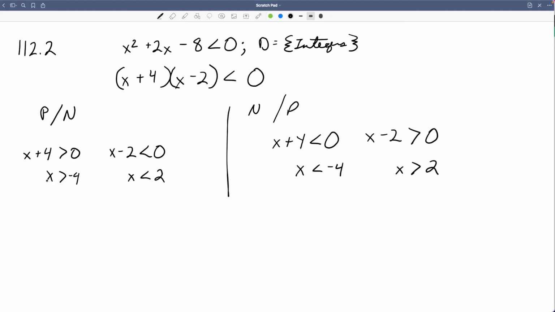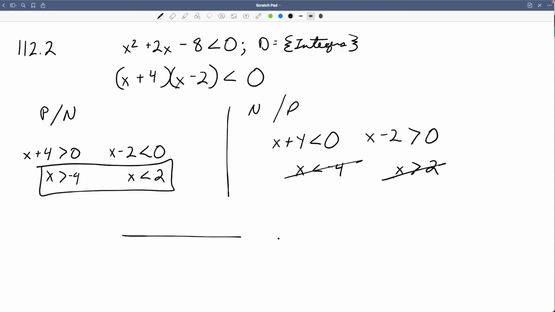Can a number be greater than negative 4 and less than positive 2? Yes, because if we put 0 in here, 0 is less than 2, but 0 is also greater than negative 4. So both of these work, which means these are probably not going to work. If a number is less than negative 4, can it be greater than a positive 2? No, those are complete disjunctions. So those do not work together at all.